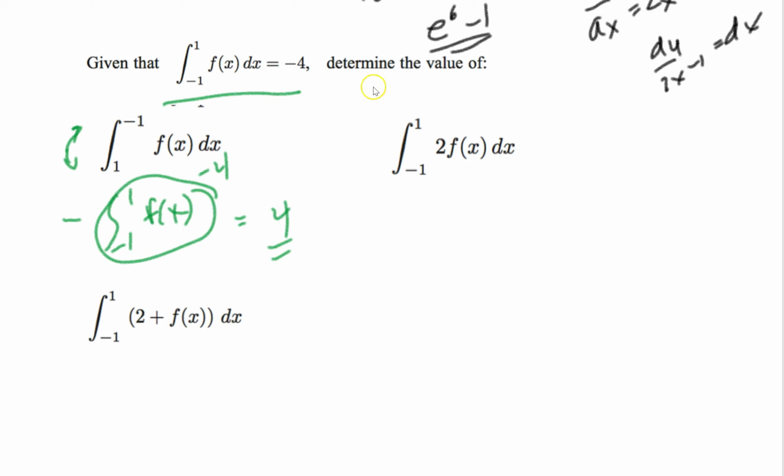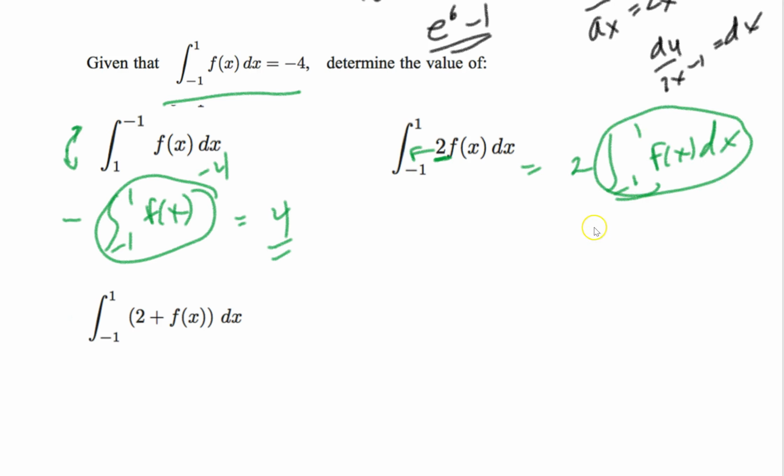Done. Look at this next one. They have a 2 in front. Well, we could pull it out. And you have to show this. You can't just put the answer down. 2 times the integral from -1 to 1 of f(x) dx. Hey, now I know what this is. 2 times -4, so -8. Next one.